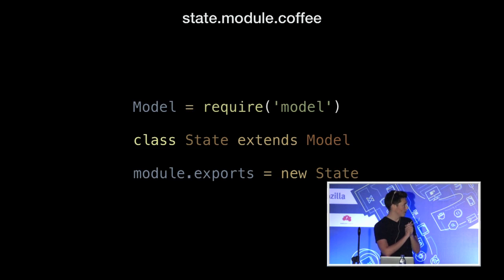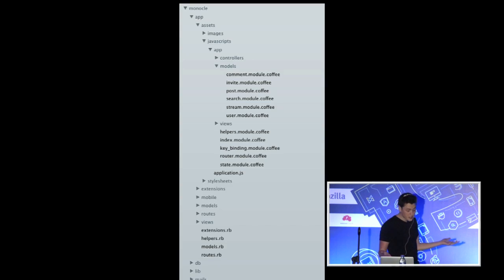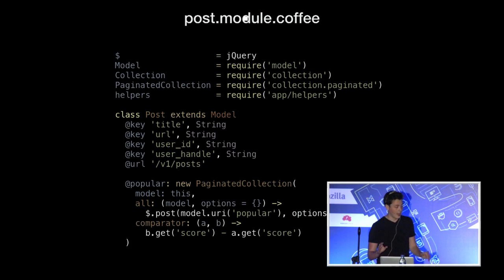If you have a look at the state module, state.module.coffee, it essentially looks like this. We have a state class that inherits from model, and notice at the bottom that we're actually instantiating that state class. There's only ever one instance of that state class. So there are other models too that represent all the major data structures in the app. We have posts, comments, etc. These all hold data-related state rather than view-related state, which is the realm of the controller. And if you have a look at the model, post.module.coffee, it looks a bit like this.